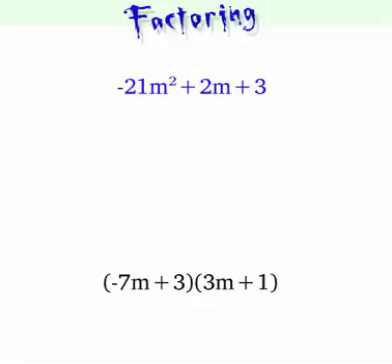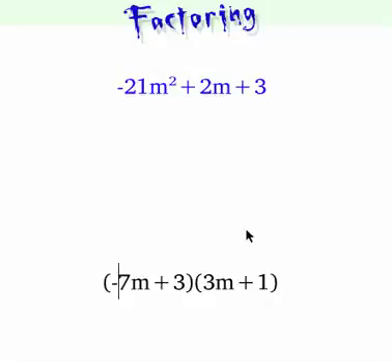So let's just recap. The -7 multiplying the -1 gives us -21, and the 3 times 1 gives us 3, and the two outer terms multiplied added to the two inner terms multiplied gives us 2. Okay, so that's how we know it works.